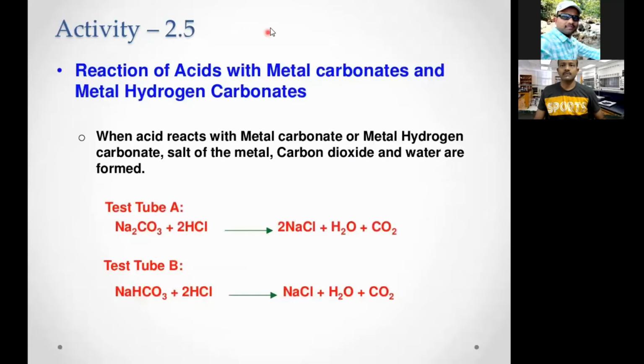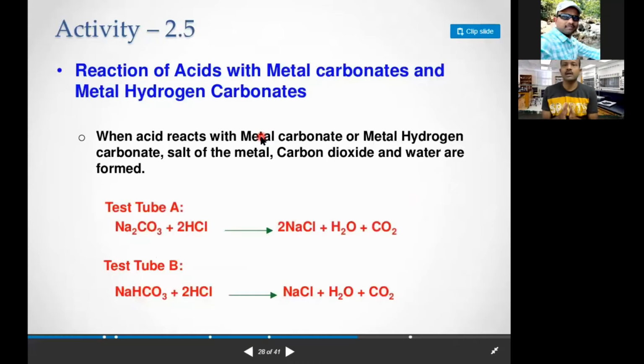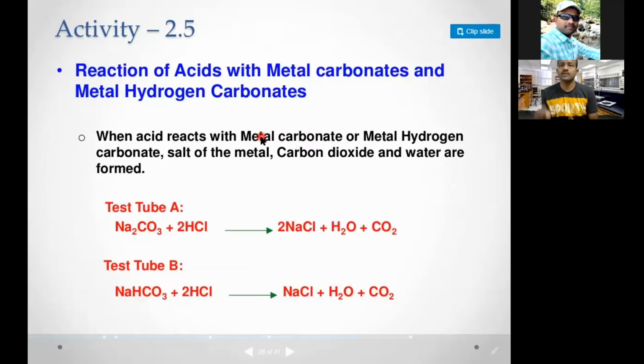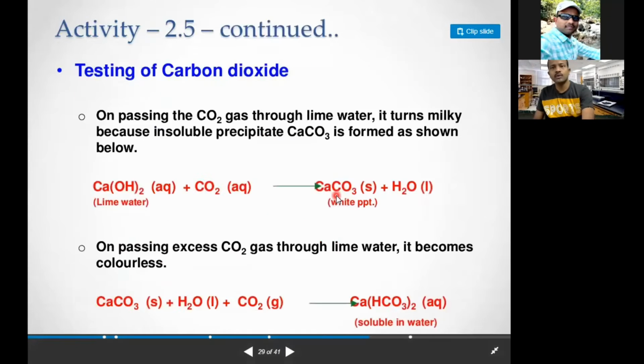Reaction of acids with metal carbonates. When an acid reacts with metal carbonates or metal bicarbonates, it releases CO2 gas, salt and water. Then how will you test this CO2?